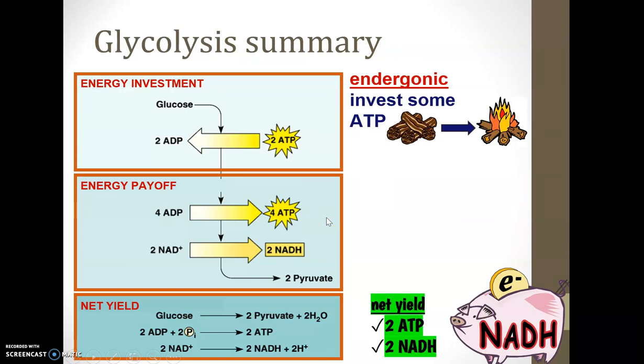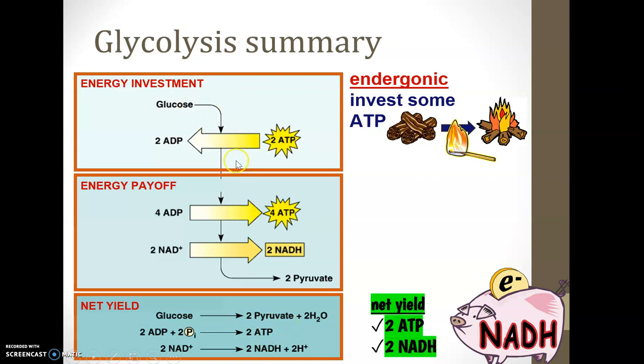So glycolysis summary. We have our energy investment. Okay, glucose comes in, we invest 2 ATP. So the energy investment we add in to glucose, that's us investing in our creation of ATP. The payoff that we get is 4 ATP. But guess what? Out of that 4 ATP, we needed to use 2 ATP to actually break down the glucose. So that is why our net yield is only 2 ATP.